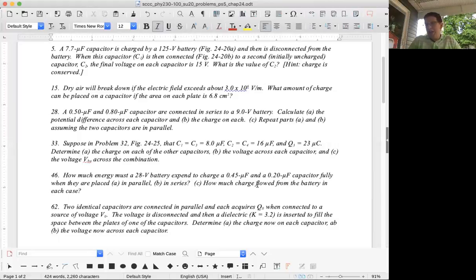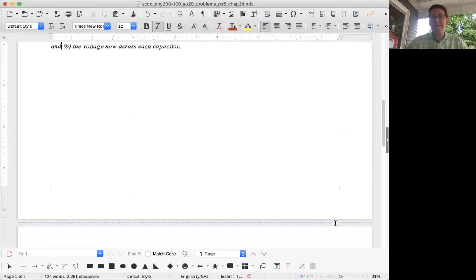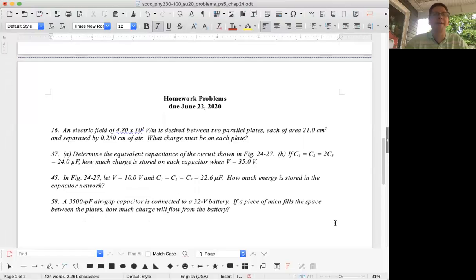The dielectric will change the voltage across each capacitor because it's changing the capacitance. So delta V is equal to Q over C, and C is changing, which means delta V is changing. And so charge is going to flow until the delta V's are equal again. And so that will tell you how to figure out the charge in each capacitor and the voltage across each capacitor. So you have enough information to do both of those. So that brings us to the homework problems, which again are due on Monday.